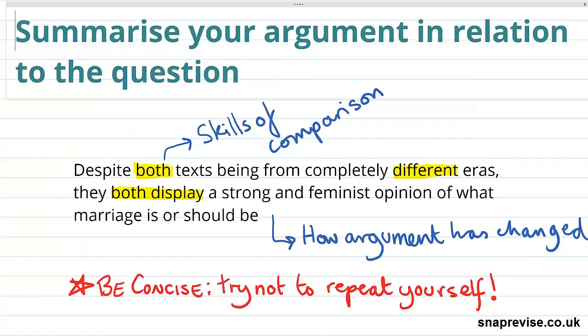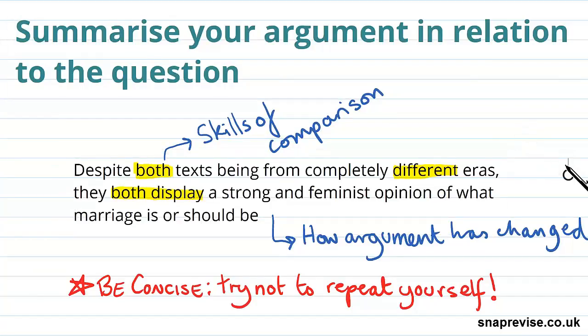So the first thing we need to do in our conclusion is to summarise our argument in relation to the question. And this is really important, not only the summary part of this, but also the idea that we're doing it in relation to the question, to remind the examiner that we're answering the question. So it's really good to use words from the question in this part of your conclusion so that you're really just answering the question. So I've said here, despite both texts being from completely different eras, they both display a strong and feminist opinion of what marriage is or should be.